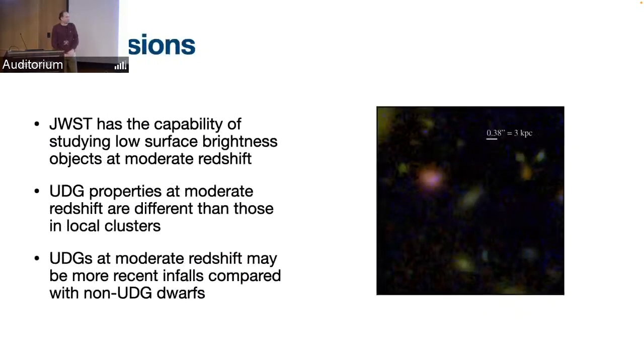And so with that, I'll just put up my conclusions. We've got that JWST is capable of studying these low surface brightness, ultra diffuse galaxies beyond the redshift we've been able to do previously. And we're starting to see some differences at redshift 0.9 or so compared with what we're seeing locally, suggesting maybe there is some evolution in the types of galaxies that make up this UDG population, or the formation of these systems.